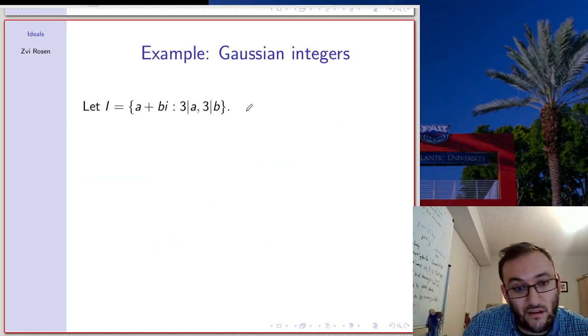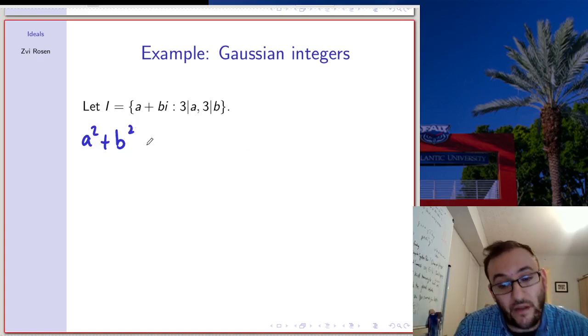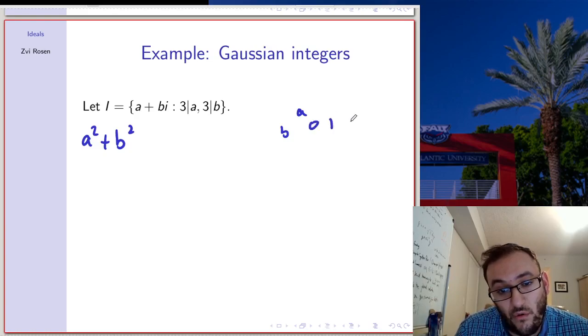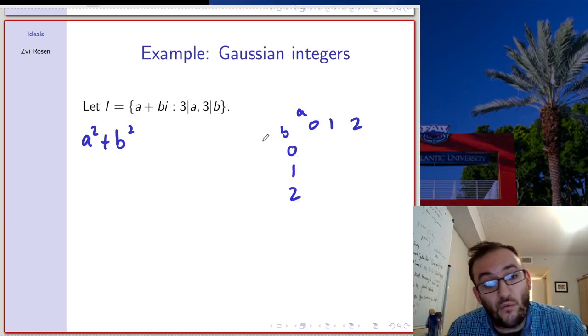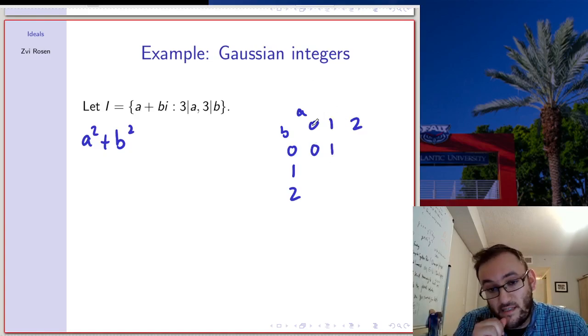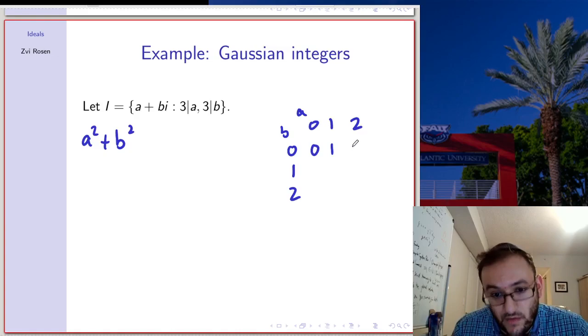If you're interested in what a squared plus b squared is modulo 3, let's consider what a and b could be mod 3. So a could be 0, 1, or 2, and b could be 0, 1, or 2. Now let's consider a squared plus b squared. Obviously when both are 0, it's 0. When a is 1, a squared is 1. When a is 2, a squared is also 1.